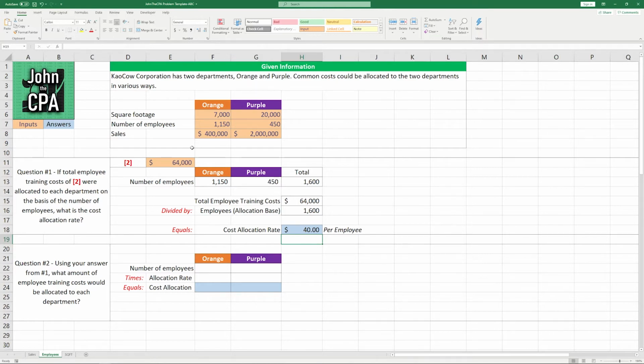Now, question number 2, again, using your answer from number 1, what is the amount of employee training costs that would be allocated to each department? So we'll just take the number of employees that we had from before and multiply it by the allocation rate. In this case, it's going to be that $40 that we set out before. And we're going to have $46,000 and $18,000 as the cost allocated to each department. See that the orange department has more employees, they will incur more of these costs. And the total cost is going to be the $64,000. Now we got the last part, which is going to rely on the square footage.